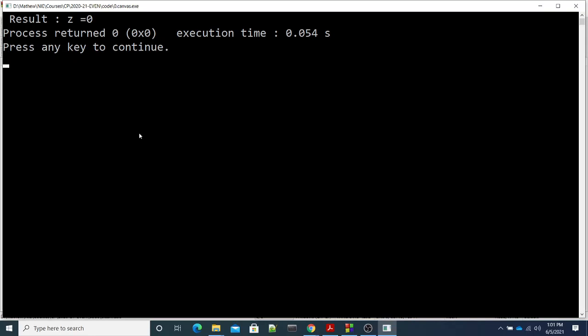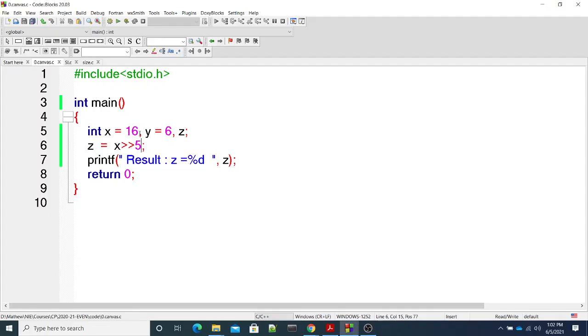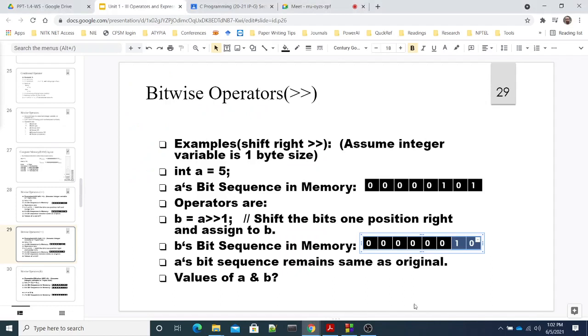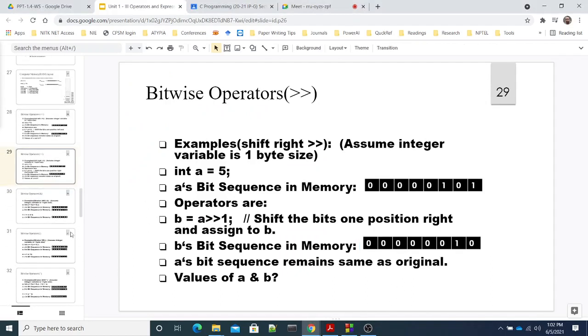Okay. So when you shifted 5 towards right, I got 2. That means when you divide 5 by 2, an integer division, you are going to get 2. So shifting towards right is effectively a division. Clear? So hope it is clear.